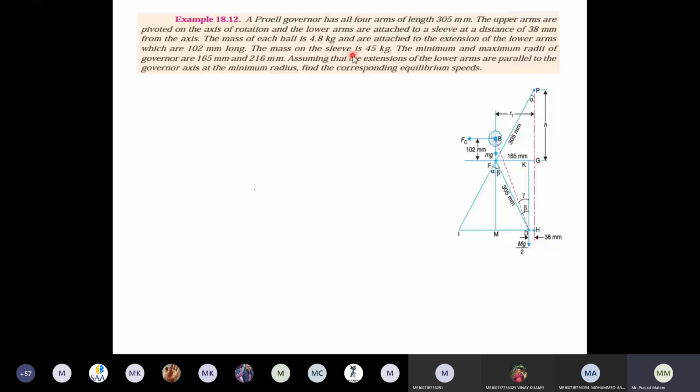Mass of each ball is 4.0 kg and the extension arms are 120 mm, and the mass of the sleeve, that is the central load, is 45 kg. The minimum and maximum radius of the governor are 165 and 216 mm. Assuming that the extensions of the lower arms are parallel to the governor axis at minimum radius, find the corresponding equilibrium speeds. Shall we solve this problem? Write the given data.